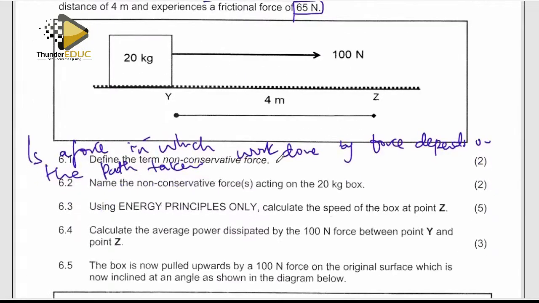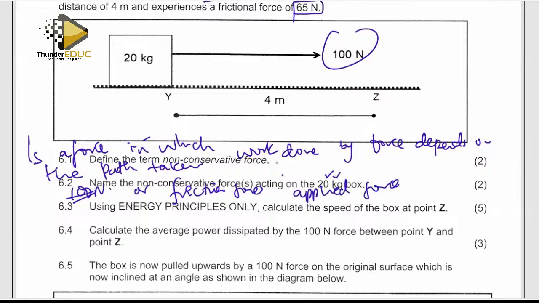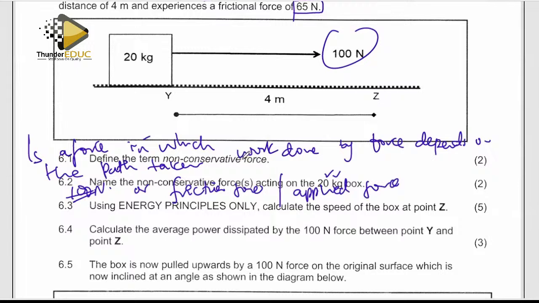They ask us to name the non-conservative force or forces that are acting on the 20 kg box. So we have the 100 newtons, let's call it the applied force, the 100, and then we also have the frictional force.